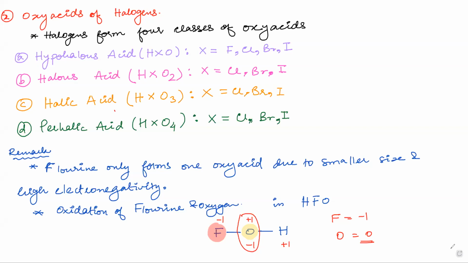Structure of oxoacids. First of all, we will look at the structure of hypohalous acid. Hypohalous acid has the formula HXO. You just have to make X and then OH. So the number of OH bonds is equal to the number of hydrogen atoms.